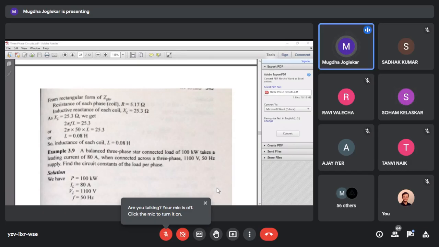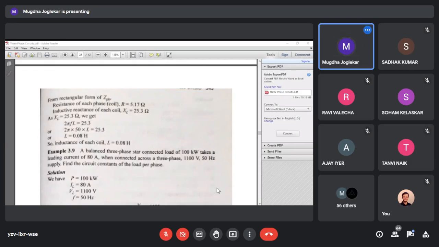No, always whenever they are giving you three phase, something like 400 volt, 50 hertz supply, supply means it's a line voltage. Generally, they will give you a line voltage. Otherwise, they will mention here the phase voltage is this. Are you getting? Yes, ma'am.